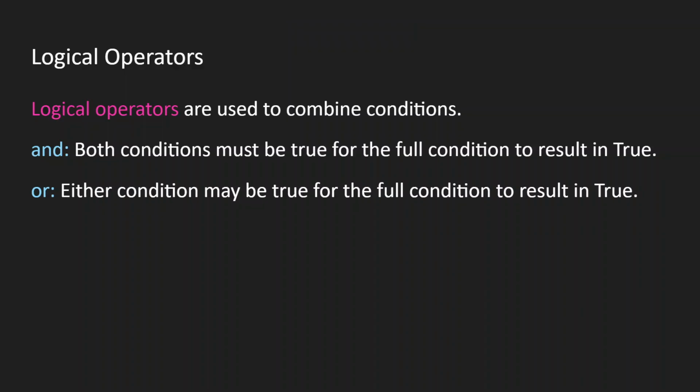Logical operators are used to combine conditions. And means that both conditions must be true for the full condition to result in true. And or means that either condition may be true for the full condition to result in true. So only one of them needs to be true.